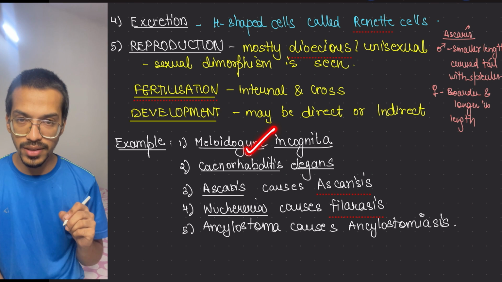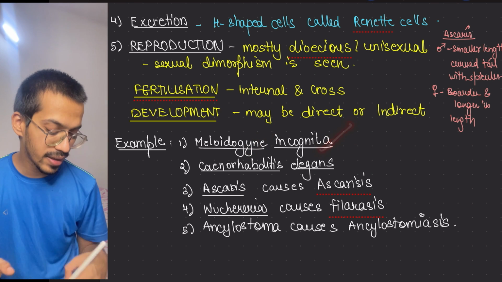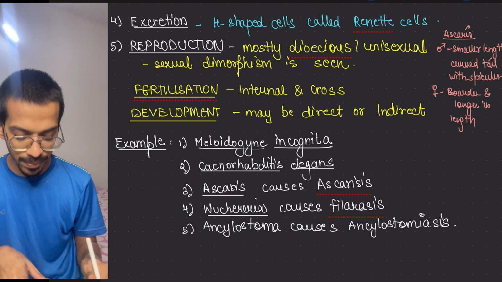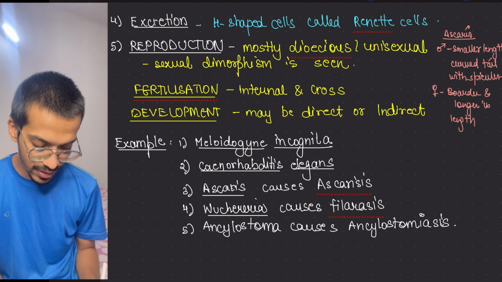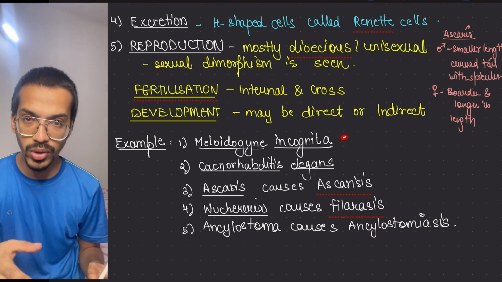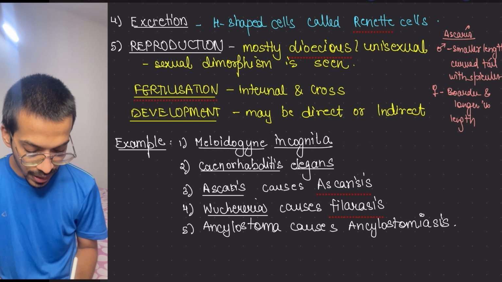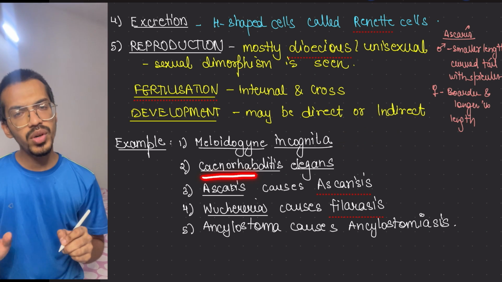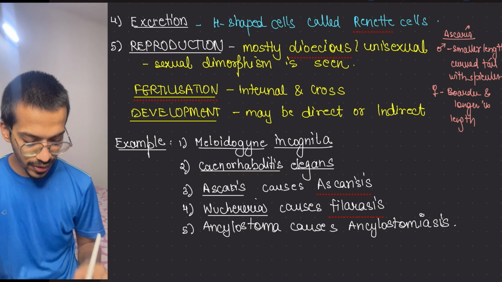Meloidogyne incognita. It is used for what? It infects the tobacco roots. Pathogen-like work. So it is what? Outside pathogen, ectopathogen. Then we have Caenorhabditis elegans. It is what? Free living. So this is a free living nematode.